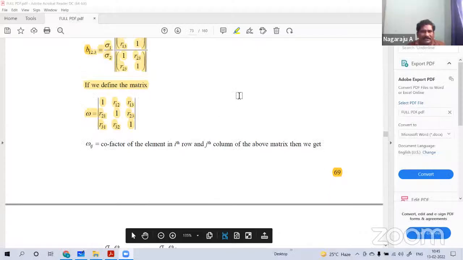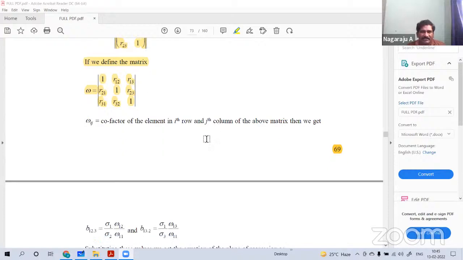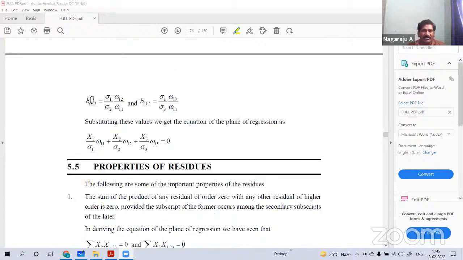Now, here clearly we can do this as a matrix. A defined matrix means it is the coefficients of the regression equations. So we can take it as R1 to R13. This is how the above regression coefficients, these two, can be derived.